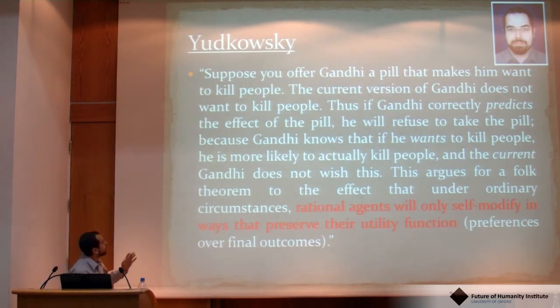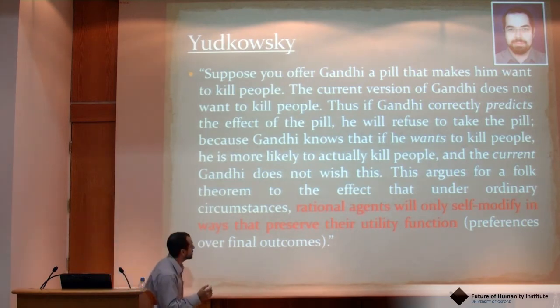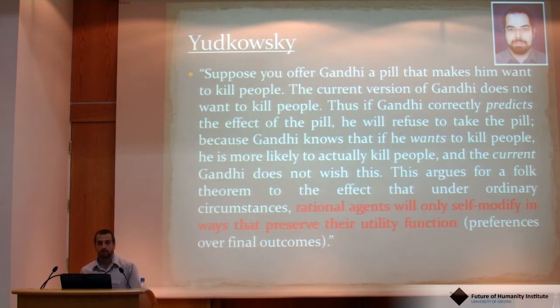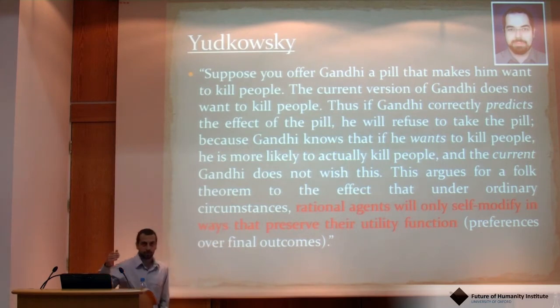Yampolskiy uses a very well-known example with Gandhi and a pill. I don't remember if it's a blue pill or red pill, but there is a pill of some kind, and basically Gandhi knows that taking the pill will make him want to kill people. Given his standard utility function, he has a preference which is strongly against that, so he'll choose not to take the pill. I'll use this example later to question this line of reasoning, but again, the conclusion is that he will choose to preserve his utility function.